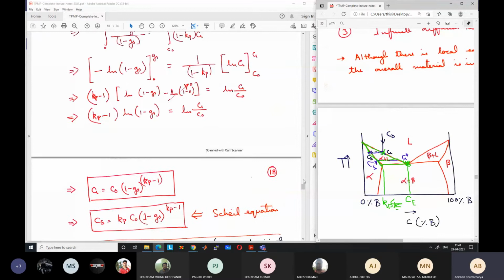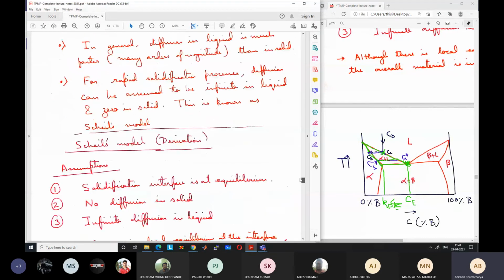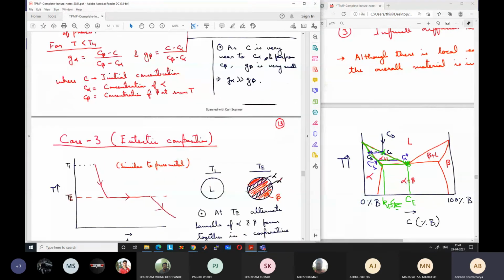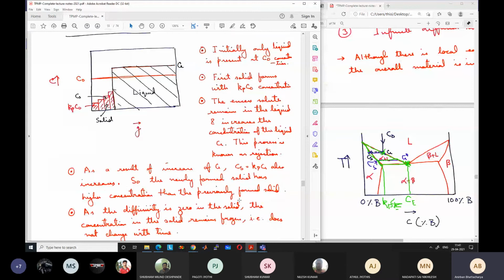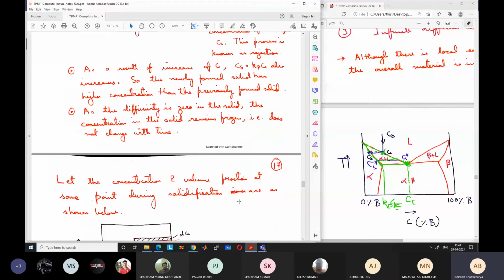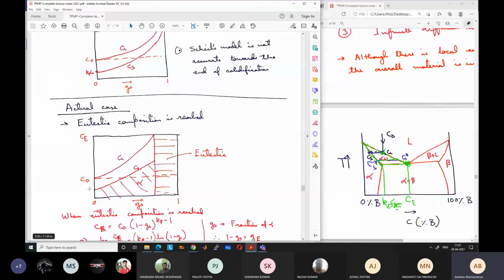So if I draw in this diagram volume fraction versus concentration, it will look like this. Initially the concentration of the solid increases, and in the liquid also it increases. The ratio Kp is always maintained. Cs by Cl is always Kp until the Cl value reaches Ce. At this point, the rest of the solidification occurs at concentration Ce. So the solid concentration will look like this, whatever I have shown by the hashed area.